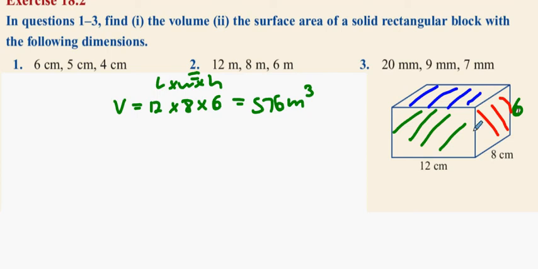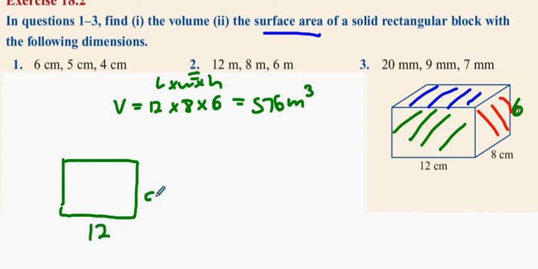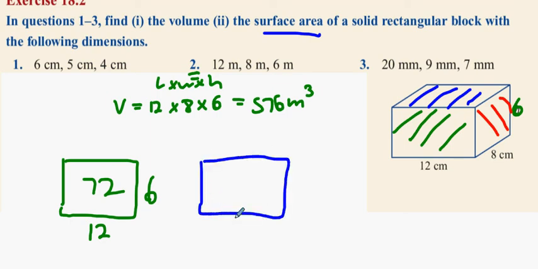Imagine you are painting this. If you're painting a surface, it's 2-dimensional, which means it's area. So we're after the surface area. So what you do first is get the area of the green one. What's the area of the green one? 12 by 6, which is 72. What's the area of the blue one? 12 by 8, which is 96. And finally, what's the area of the red one? Which is 48.